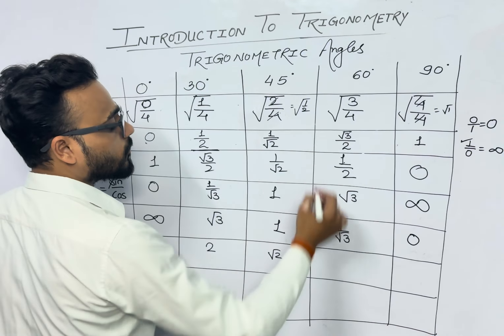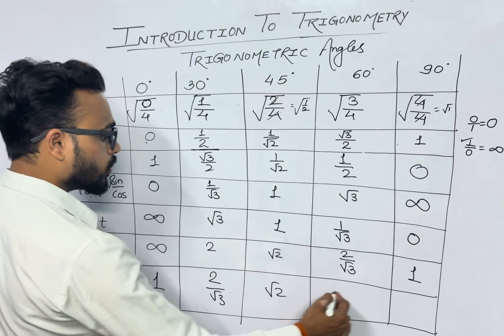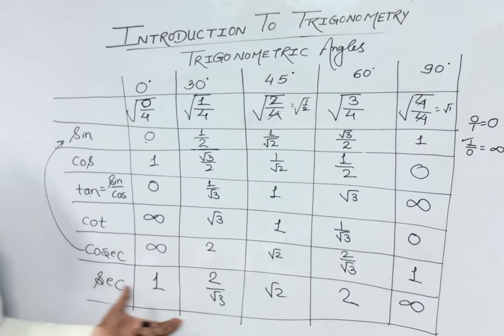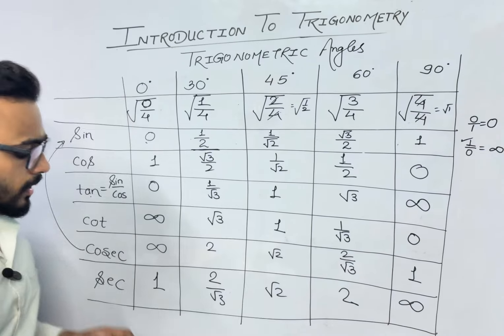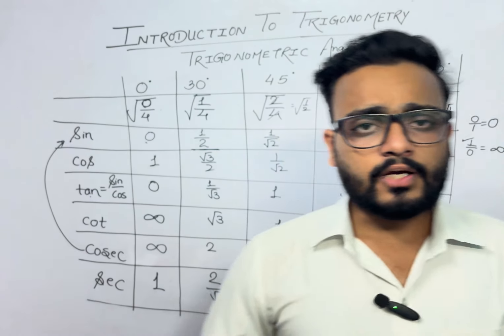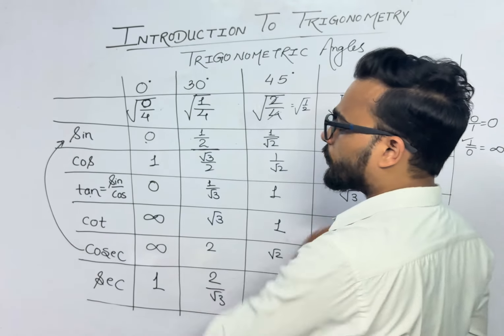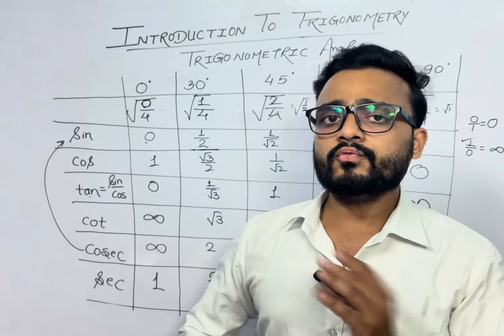And easily we find the value of cosec, and when we have to find the value of sec, we take the reciprocal of cos, or we do the reversal of cosec, which gives 1, 2 by root 3, root 2, 2 and infinite. And easily we find all the values of trigonometric angles. If we practice more than 5 or 8 times, we can easily find all the values within 40 to 50 seconds.